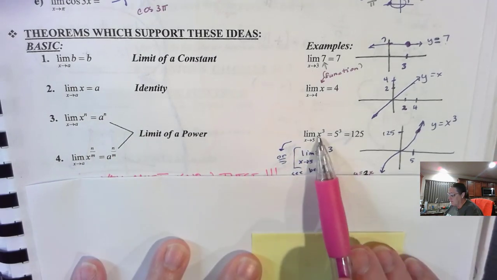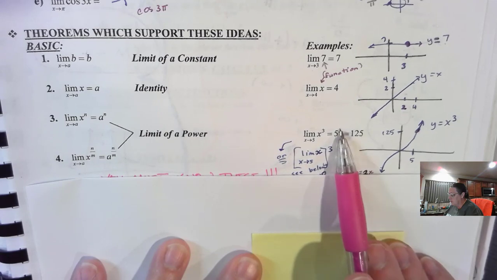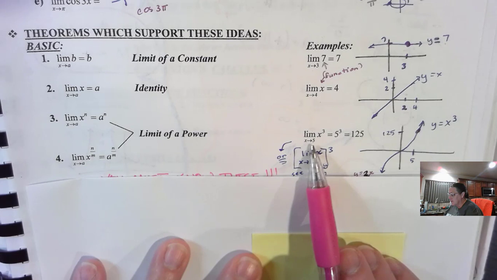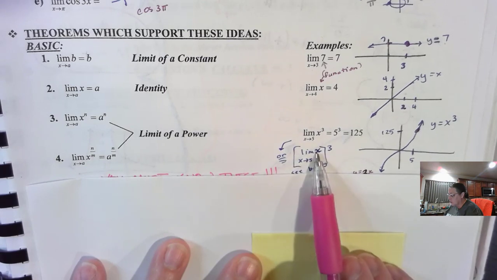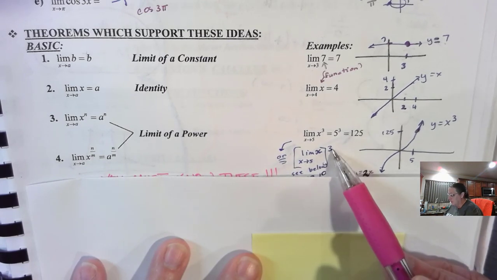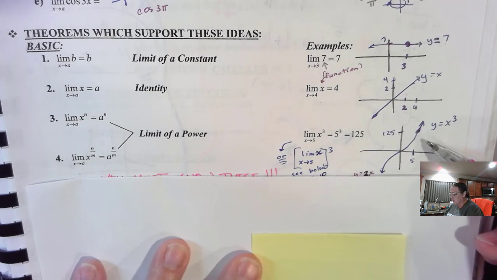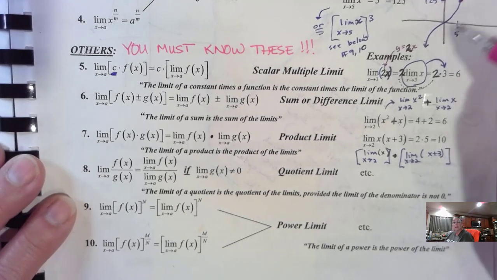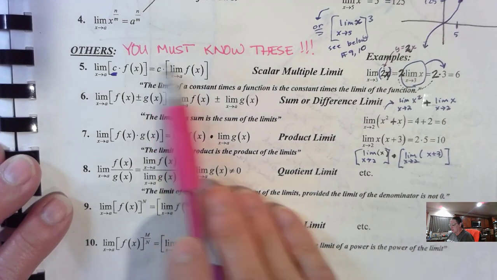Think about it. As x goes to 5 of x cubed, that would be 5 cubed, which is 125. Or I could also think about this as the limit as x goes to 5 of x, which would be 5, and then cube it. You know what the cubic function looks like, so again, not too terrible. Those were some basic rules. Here are rules you must know.